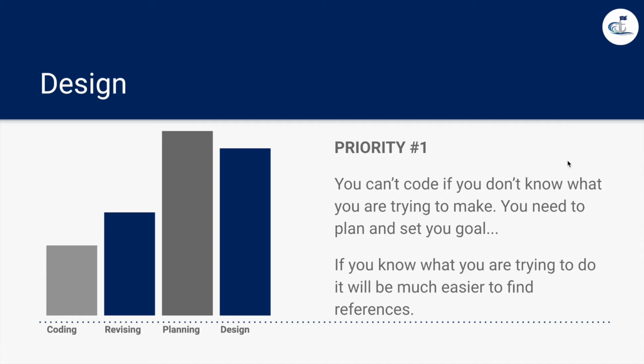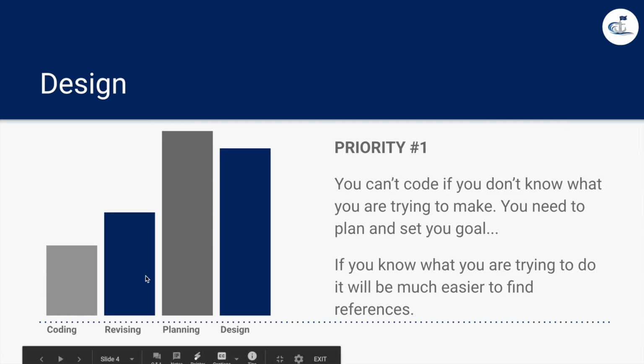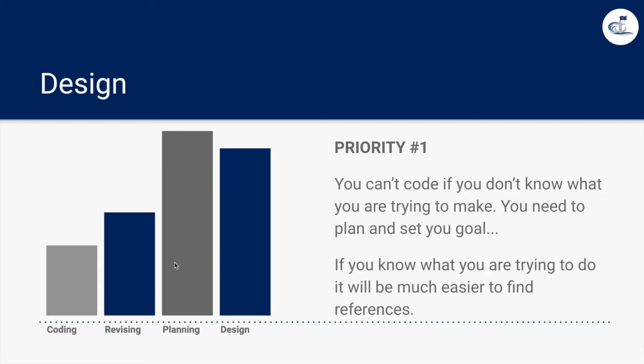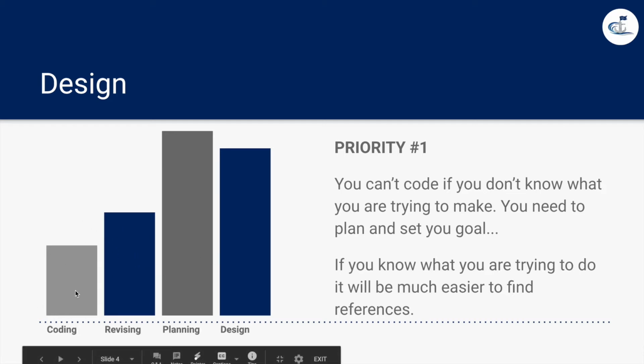If you know what you're trying to do, it'll be much easier to find references as you're actually trying to implement your design. So to the left here, you can see a little model of how you should approach the mobile app development process. It starts with planning being priority number one, design being priority number two, and then revising and actually coding being the least priority, which is surprising to some.